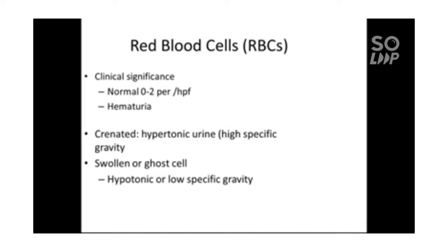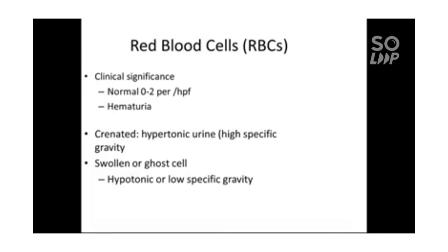Red blood cells, or RBCs, normal, there are 0 to 2 per HPF, meaning high power field, or 40x. If there is an abnormal amount, we call this hematuria. Red blood cells can be either crenated or swollen or ghost cells, and this is highly dependent on the specific gravity of the urine. Crenated cells are from hypertonic urine, meaning high specific gravity, and these red blood cells are oftentimes shriveled in nature.